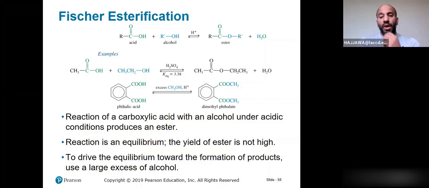Here are some examples. We could see that acetic acid plus ethanol in the presence of H2SO4 is an equilibrium, favored to go to the right, or actually to the left as well. So we could see here that you form basically ethyl acetate. So it's an ester product. What if I have a diacid? Excess alcohol and H+ will push it to the polyester or diester in this case.